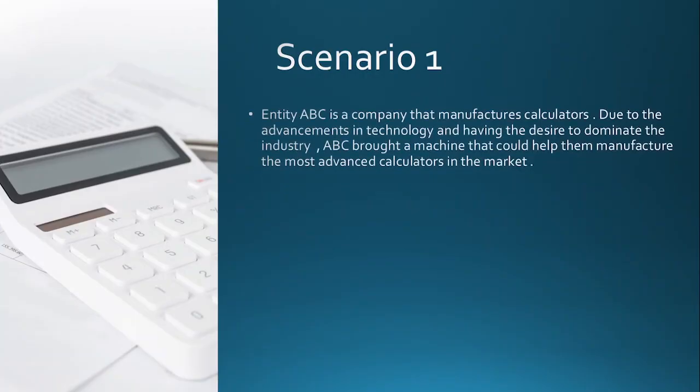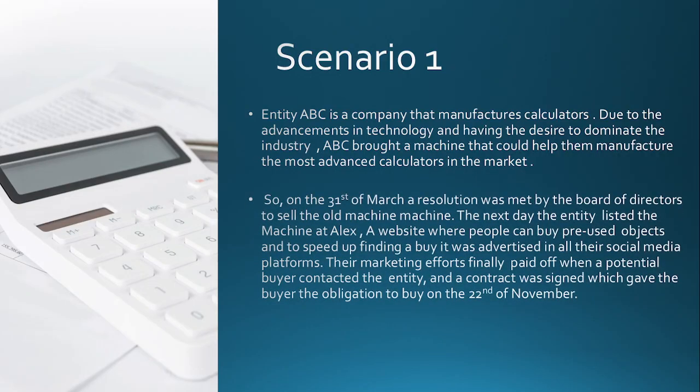But let's look at a scenario so that we can understand everything easily. Let's say entity ABC is a company and they manufacture calculators. And because they want to dominate the industry, they have decided to buy a machine that's going to make the most advanced calculators in the market. Okay. So, because now they have a new machine that makes a new model of calculators, the old machine is not of use to them. So, on the 31st of March, the board decided to sell this old machine.